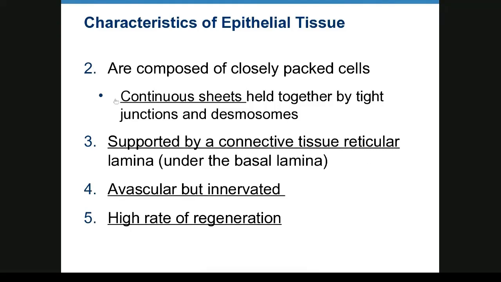Epithelial tissue is composed of continuous sheets, and they're held together by tight junctions and desmosomes, whereas many other tissues may have a lot of non-cellular components. Epithelium is strictly cellular, plus it has a basal lamina underneath, which is reticular connective tissue. Epithelium is avascular, but it's innervated. It regenerates rapidly.